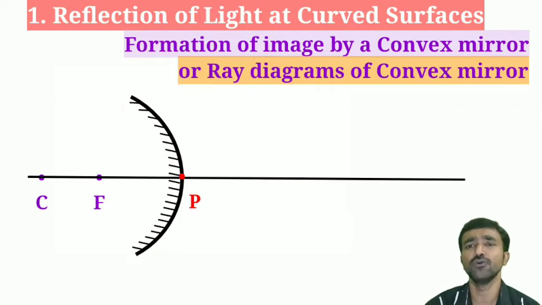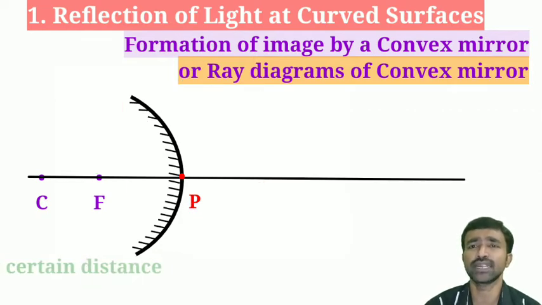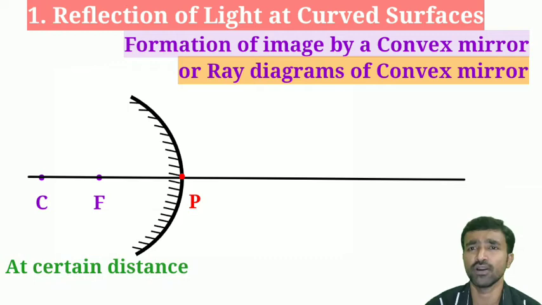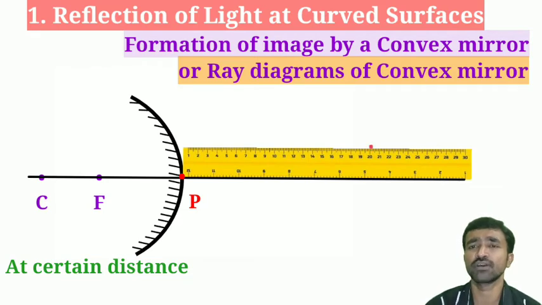If you place the object at a certain distance in front of a convex mirror, it may be 10 centimeters, or 100 centimeters, or 1 meter. For any distance between the pole and infinity, it will always give the same characteristics. So we will verify this with the object position at a 20 centimeter distance in front of a convex mirror.